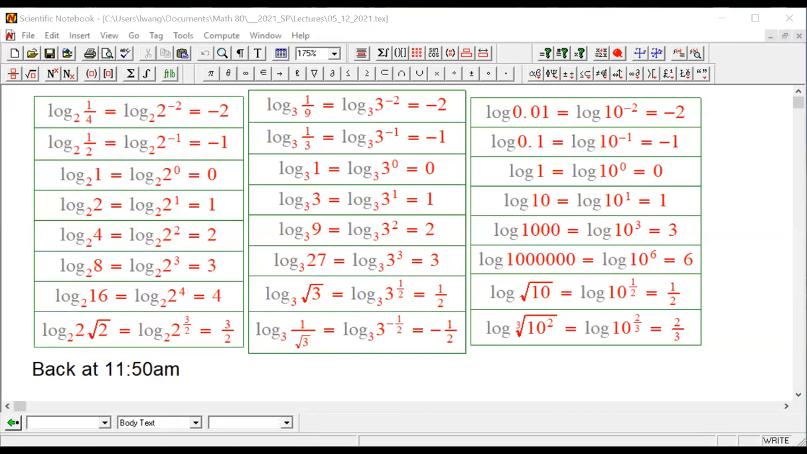Let's come back to see what pattern we have found. What pattern have we found?